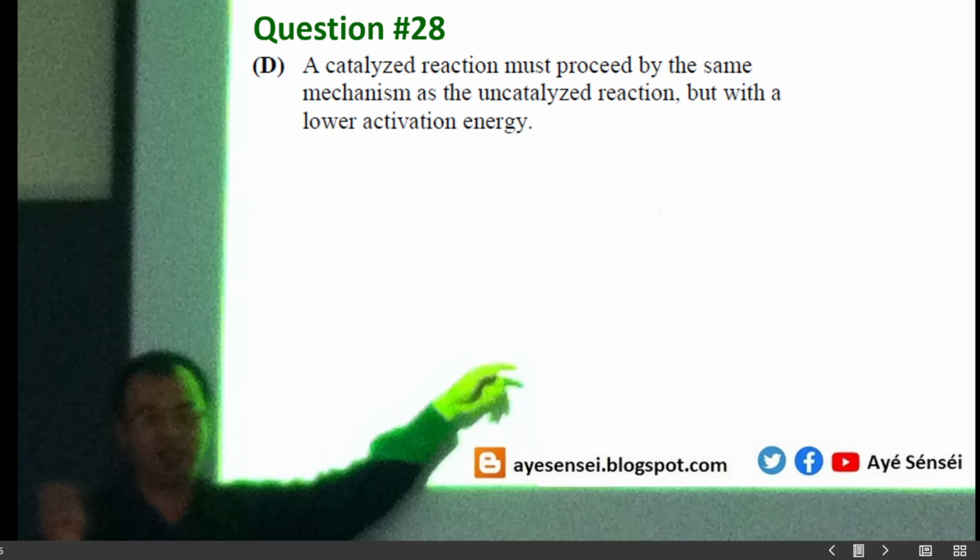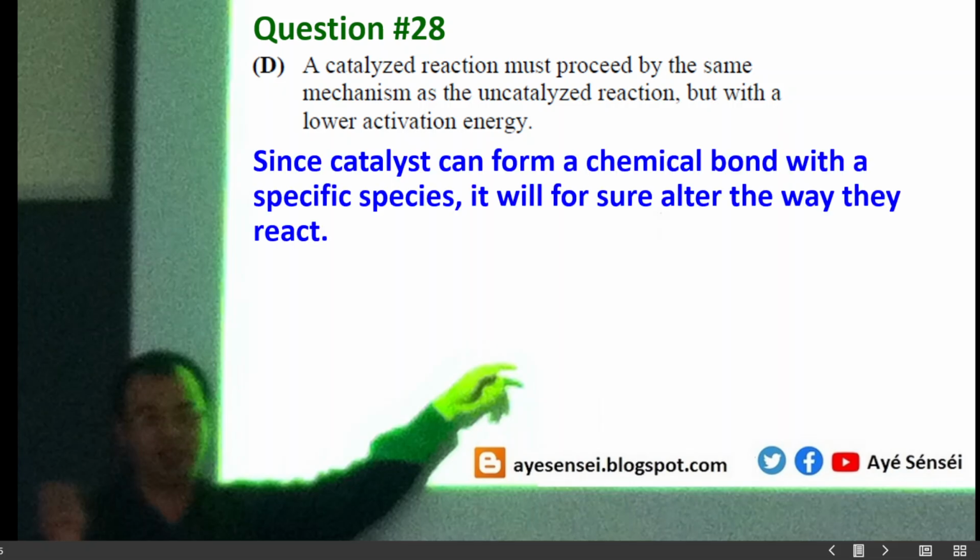And then question D, a catalyzed reaction must proceed by the same mechanism as the uncatalyzed reaction. Okay, this is also wrong, because when a catalyst makes a chemical bond with certain specific species, then for sure it will alter or change the way they react. So we can say that statement D is also wrong, which means that the correct answer is A.